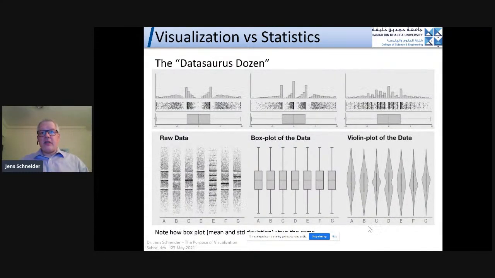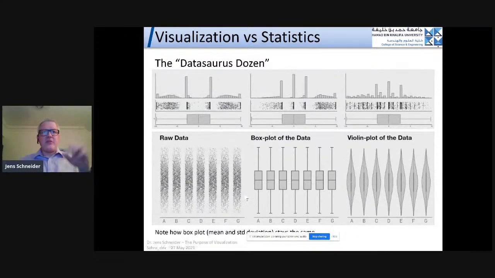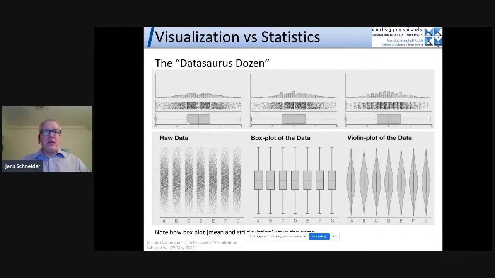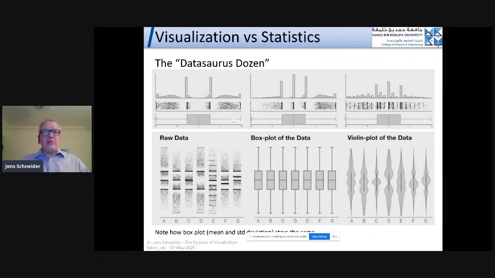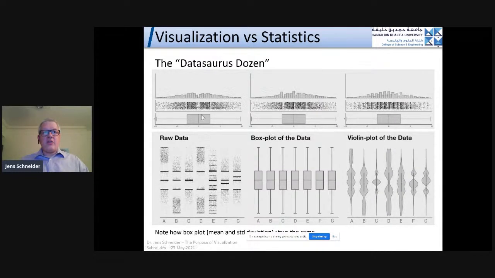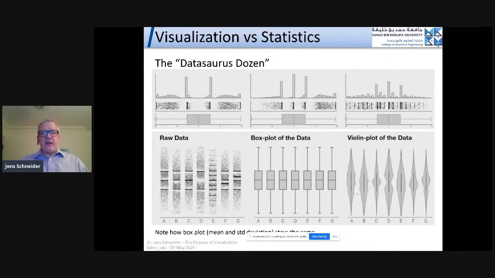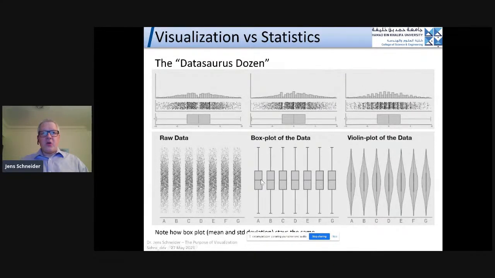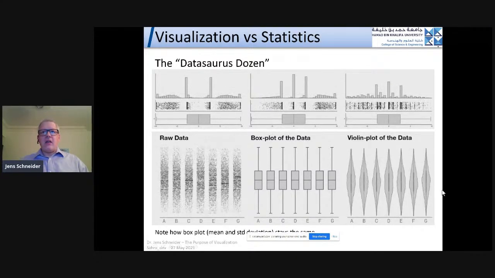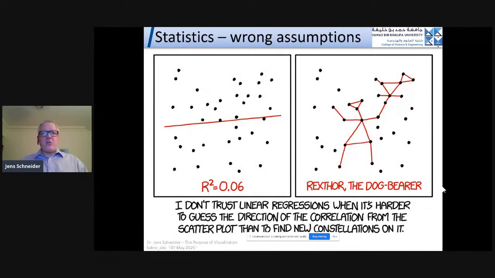Same example of the data source dozen with different visualizations. You see that the box plot here, indicating the standard deviation, the mean, the min, the max, doesn't change. These density plots do, and therefore arguably this box plot is not a very good idea for this data set. So then what is wrong with statistics?